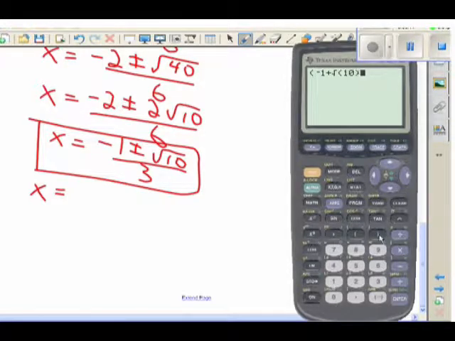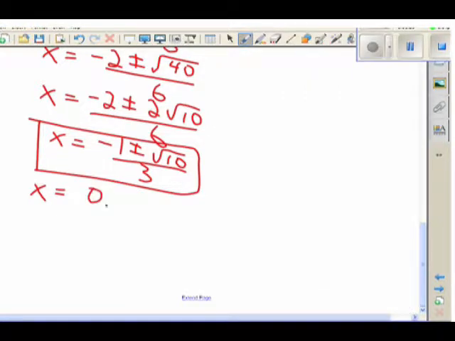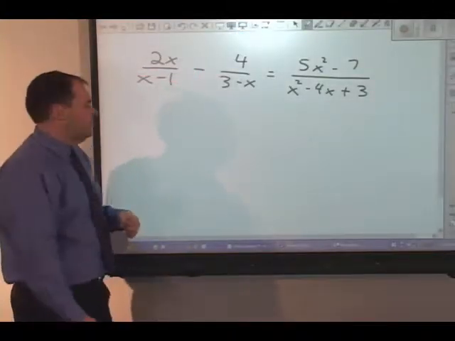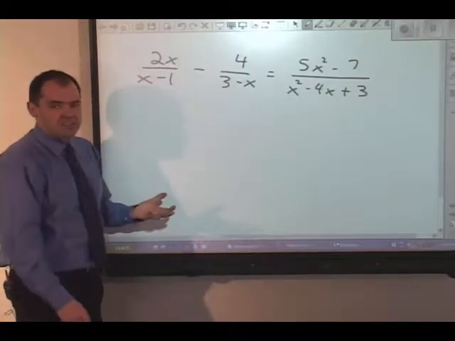Be sure you bracket the numerator of your expression. And our second answer is the negative 1 minus that. So we'll make that change. 0.72 and negative 1.39 are our decimal approximations. In the last example, I used my graphing calculator to confirm my solutions. I'm going to do the same thing with this example.